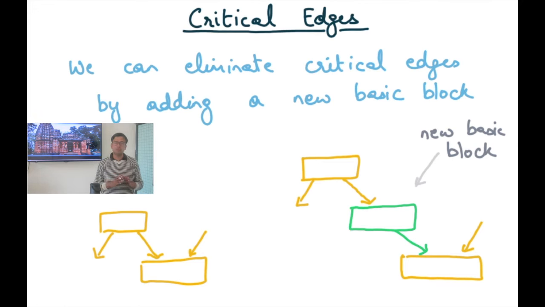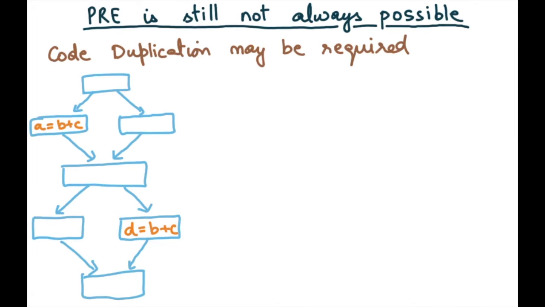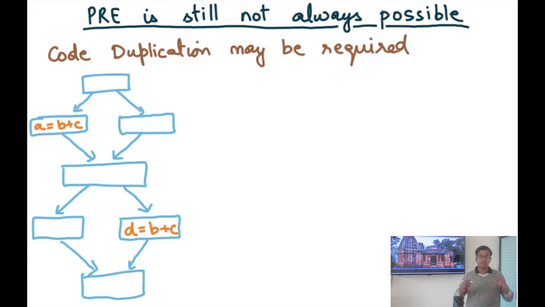So this is going to be a feature of our algorithm. We may have to break critical edges into two edges and put a basic block in the middle of them to be able to eliminate partial redundancy. Now, I want to point out that partial redundancy may still not be eliminatable even after adding basic blocks.